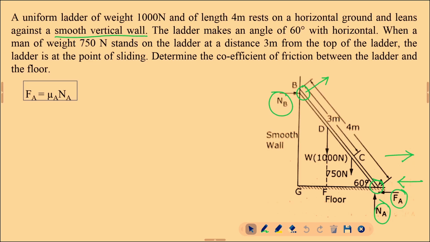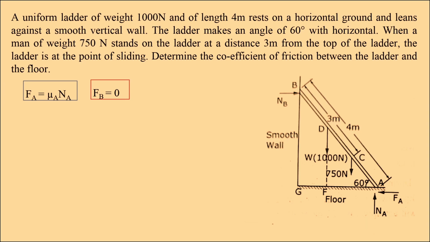So, what will happen in this case? Because of friction at the bottom, this alone will come into the picture, and at point B there is no friction. So, simply you need to mention FB equal to 0. So, this condition is there, this is not there. First is okay. Next, what is the second case?